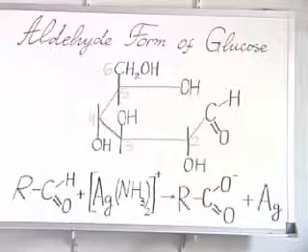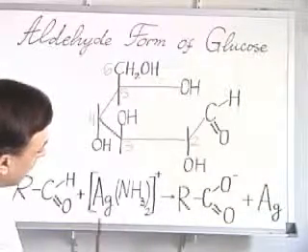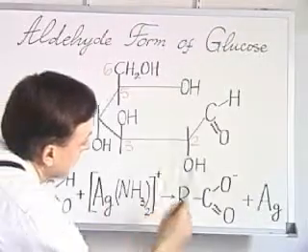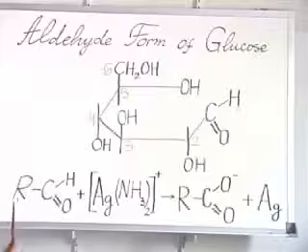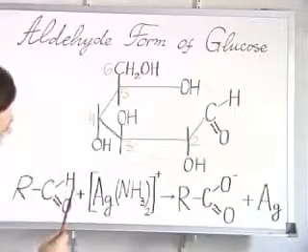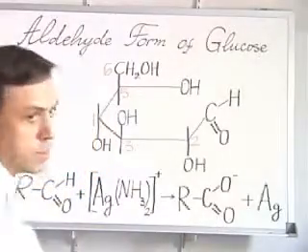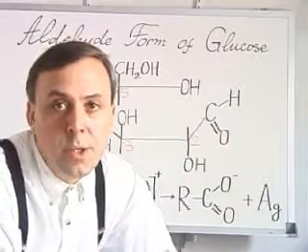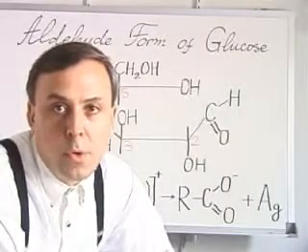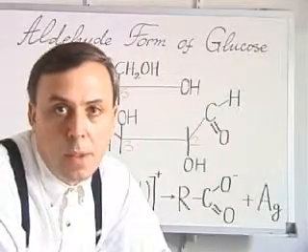In other words, the aldehyde acts as the reducing agent towards the silver ammonia complex and reduces it to metallic silver. In the process, the aldehyde is being oxidized to carboxylic acid. This reaction is typical for aldehydes and is used to distinguish them from ketones. Most of the ketones do not have this property.